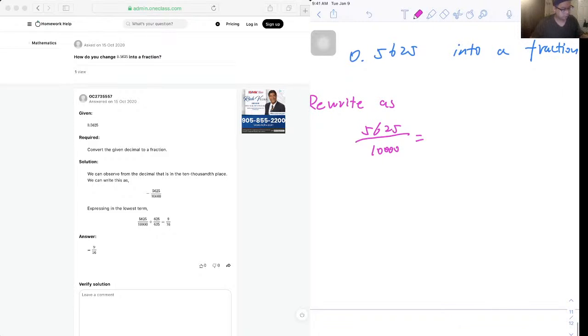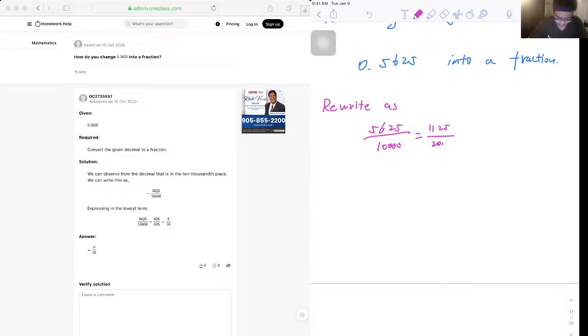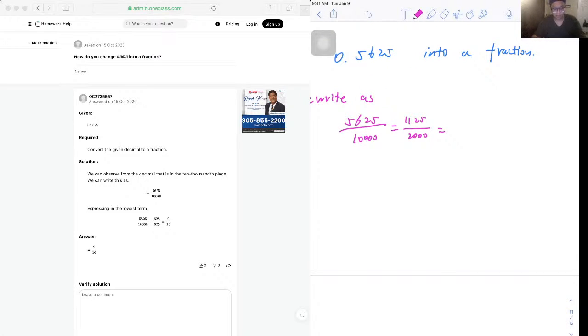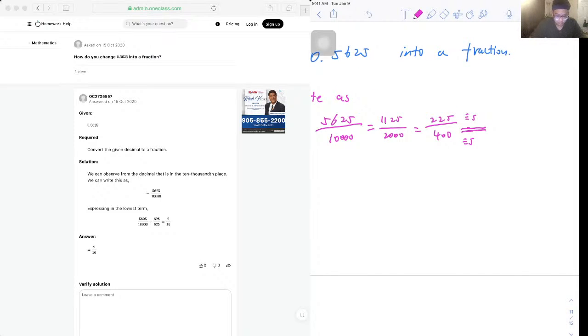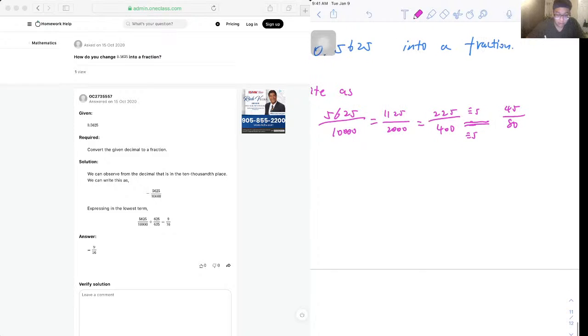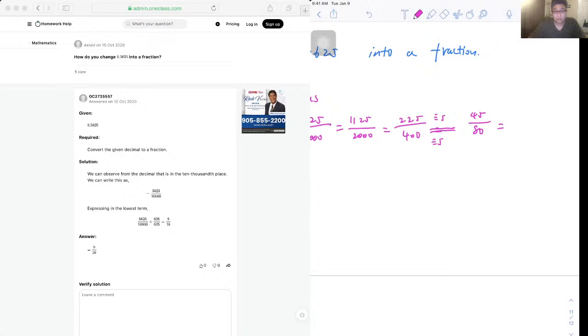So let's try that. 5625 divided by 5 will be 1125, and 10,000 divided by 5 is 2,000. Still, we got a number ending in 5 and one ending in 0, so we divide by 5 again. 1125 divided by 5 is 225, and 2,000 divided by 5 is 400. We divide by 5 for both top and bottom and we get 45 over 80. Then 45 divided by 5 is 9, and 80 divided by 5 is 16.